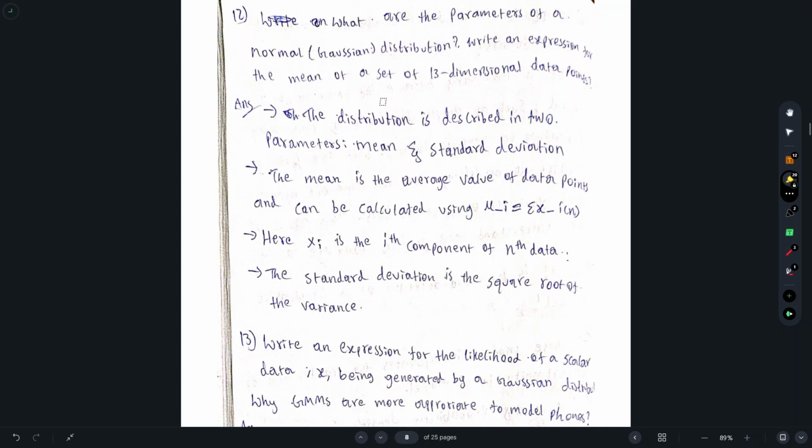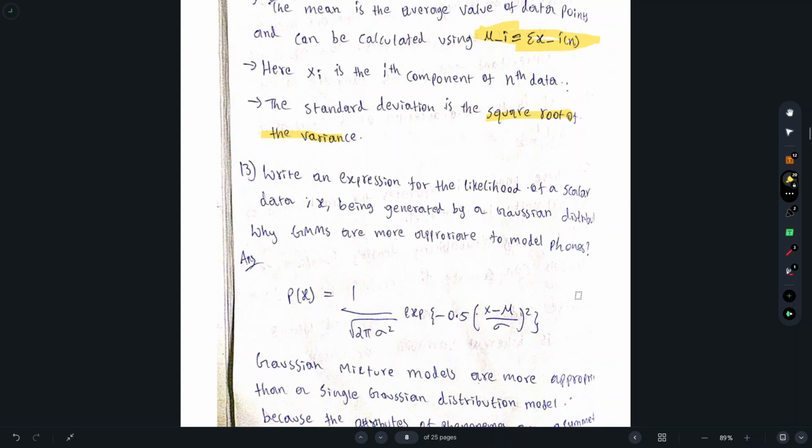So what are the parameters of a normal distribution? The parameters are, as I said before, the mean and the standard deviation. The mean is this formula, and the standard deviation is the square root of the variance. So these are the two parameters in a normal distribution. So these are the expressions.